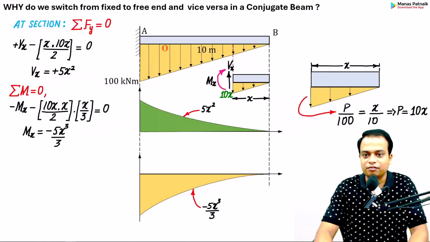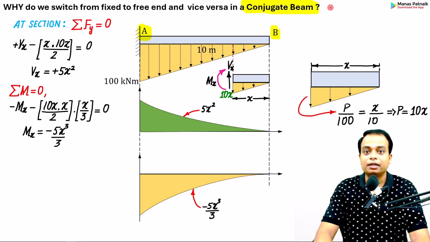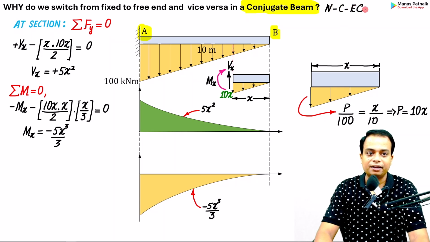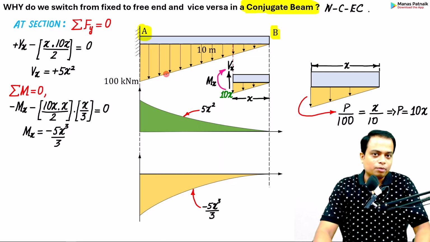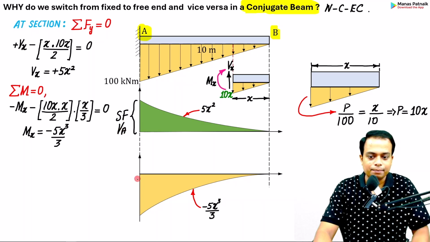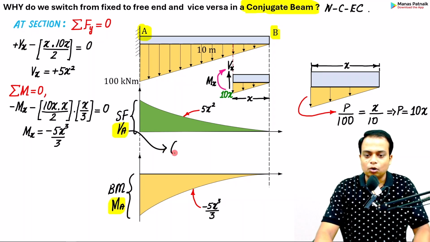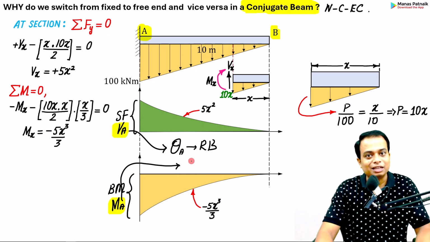We make sure that A stays fixed in the conjugate beam also, and B stays the free end in the conjugate beam. By the way, this over here is a conjugate beam without changing end conditions. After you apply method of section, you realize that you get some shear force value at A, and some value of bending moment again at A. And you know very well that shear force in the conjugate beam will give you the value of slope at A in the real beam, whereas bending moment in the conjugate beam gives you the value of deflection at A in the real beam.